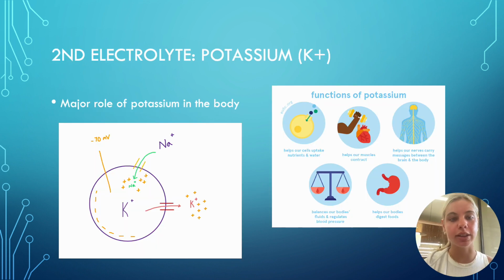The second electrolyte that we're going to be talking about is potassium. And the major role of potassium in the body is that, along with sodium, potassium helps generate the resting membrane potentials and action potentials of both nerve and muscle cells. But potassium is highly concentrated in the intracellular fluid, not outside of the cell like the sodium is. And potassium is the greatest determinant of intracellular osmolarity and cell volume. And it is an essential cofactor for protein synthesis and other metabolic processes.